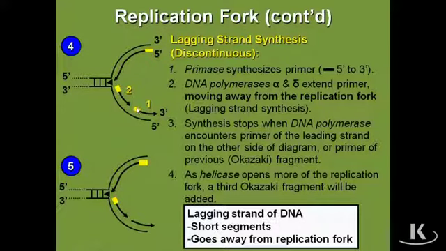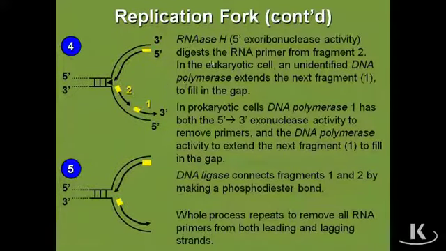Eventually, these will all be joined together and the DNA will look like it should, but as the DNA is being polymerized, there's a leading strand and a lagging strand. While the leading strand and the lagging strands are still being synthesized, there's a special RNase, and it's called RNase H. It has a special nuclease activity called 5' exoribonuclease activity.